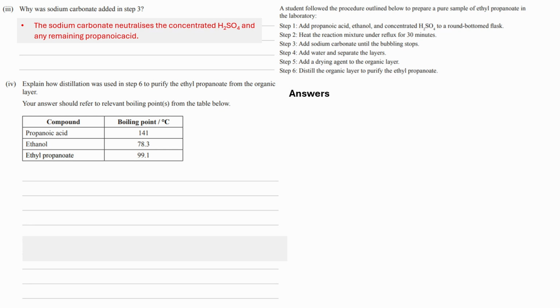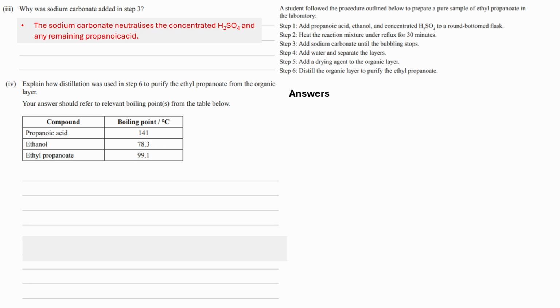Now, we have been told here that there are 3 different boiling points. We've got propanoic acid 141, ethanol 78.3, and ethyl propanoate 99.1. Now, one thing we should note here, what we did here is we added water to the separate layers in step 4. So when we added the water, one of the reasons that you add the water is it can dissolve any soluble things that are in the mixture. It will dissolve it, and one of the soluble things is ethanol. So ethanol dissolves in the water.